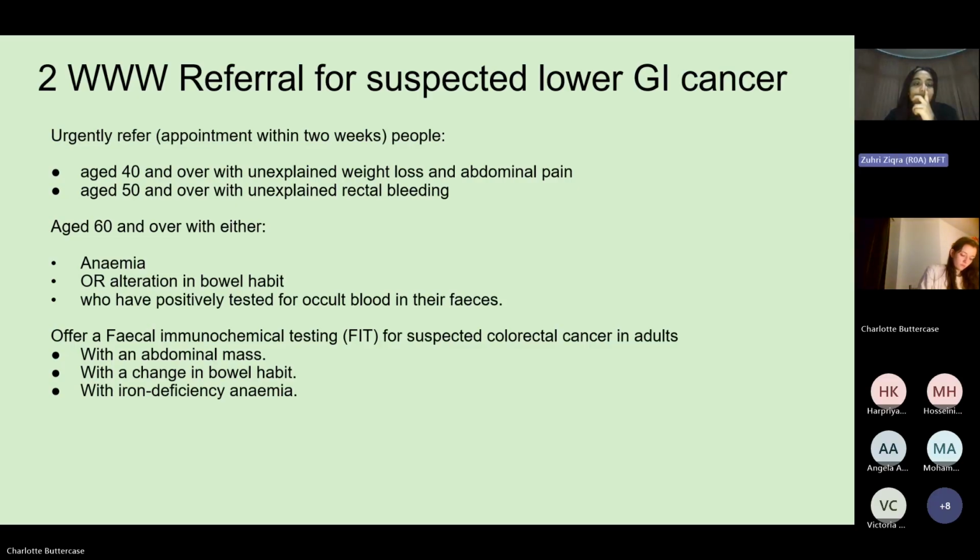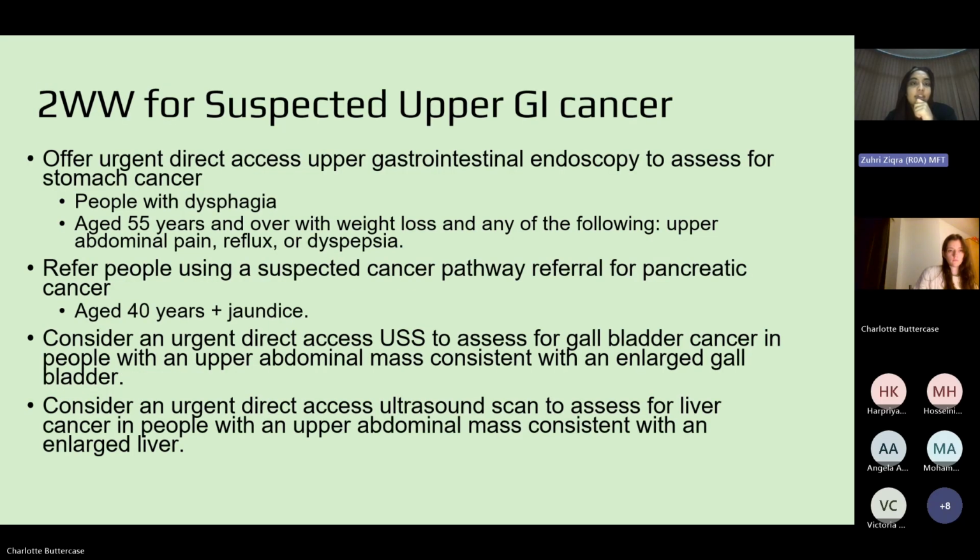I've just put something in about 2-week wait for suspected upper GI, just because I don't have a station prepared for it. So if we move on just for that for guidelines, thank you. Just offer an OGD or an urgent OGD for anyone with dysphagia, 55 plus with any weight loss, plus abdo pain, reflux and dyspepsia. I've put pancreatic cancer as well, 40 plus with jaundice, and then if you wanted to assess gallbladder cancer, urgent ultrasound scan with an abdominal mass consistent with it. Same with liver cancer as well.